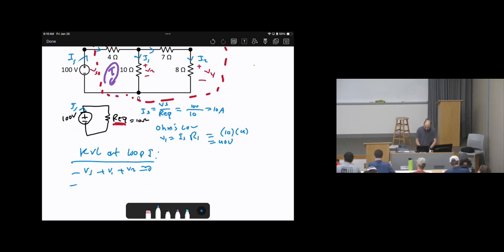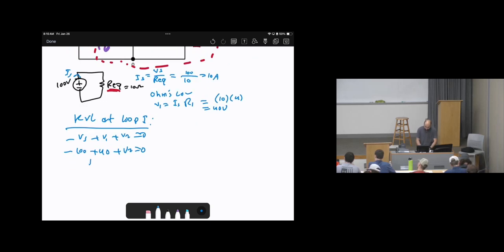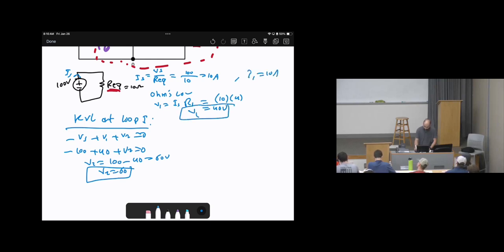V source, we know it as 100 volts, so negative 100 volts. V1 we just calculated as 40 volts. V2 is unknown, equals 0. Therefore V2 will be 100 minus 40, which is 60 volts. Therefore V2 equals 60 volts. And that one, V1, and I1. Because we need to find everything, I'm going to box all of the answers.